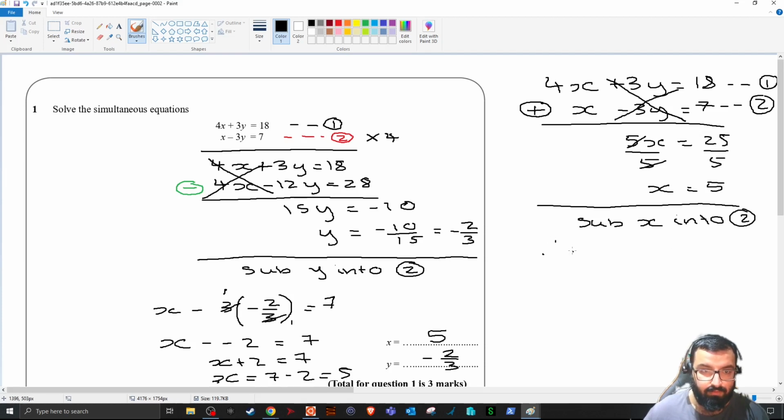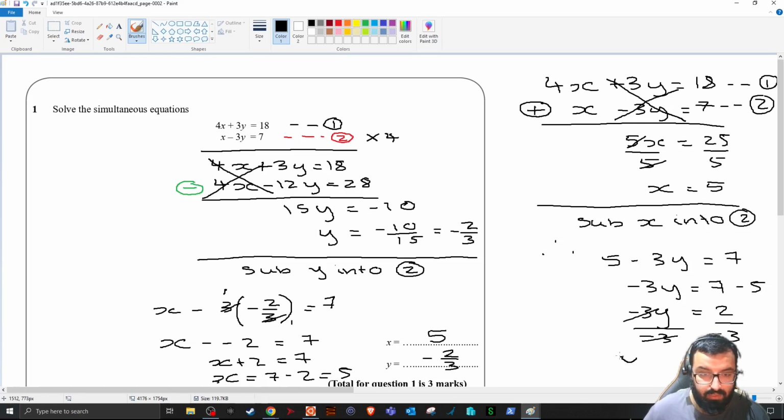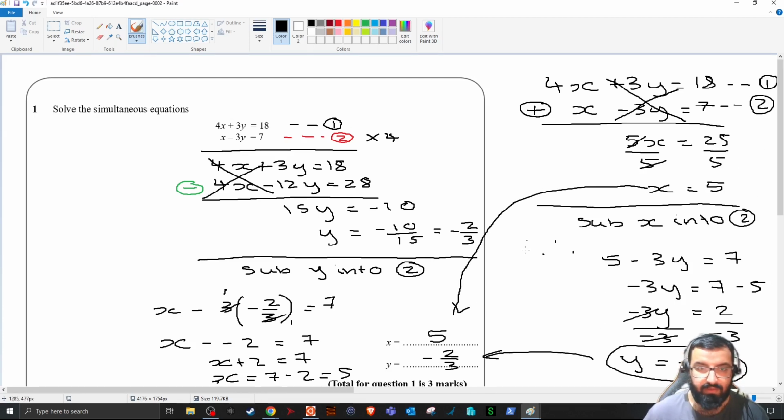So therefore, 5 minus 3y equals 7, minus 3y equals 7 take away 5, minus 3y equals 2, divide by minus 3 on both sides. Oh, and there we go. Y equals minus 2/3. And we have the exact same answer as what we're given here. And the same thing applies to x as well. I'm hoping everyone has understood this.